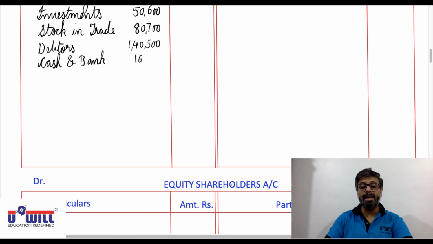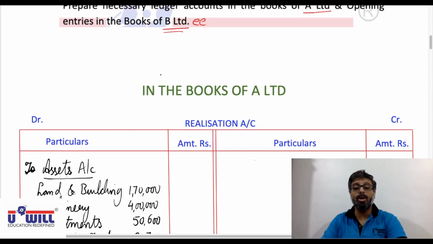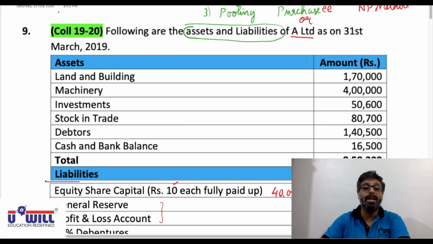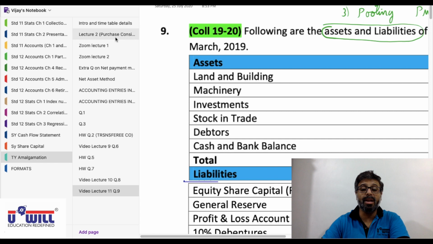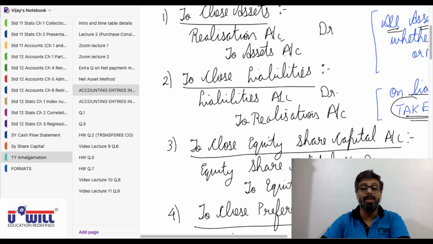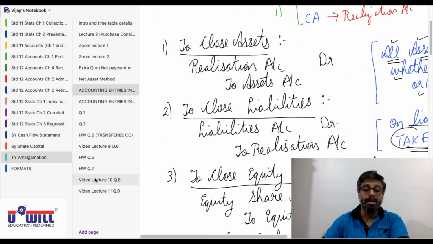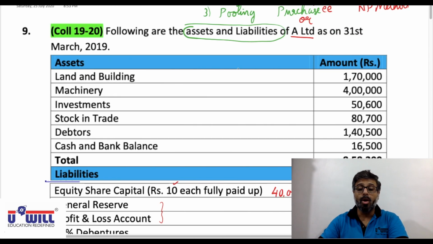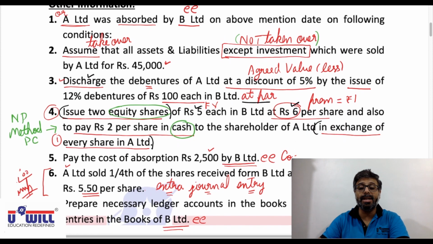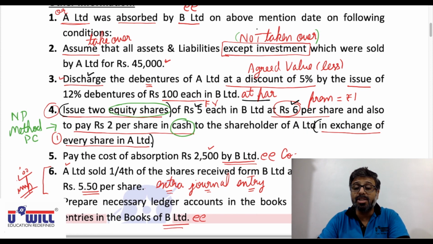Now all assets are taken into consideration. We discussed that all the assets will be closed and transferred to realization account whether taken over or not. All of you can refer to these entries we had done in the books of transferor company. See this, all assets whether taken over or not. Okay, this we had written in the summary. So same way in this question, all assets will be transferred whether taken over or not. Though investment is not taken over, still we will be transferring it to realization account.